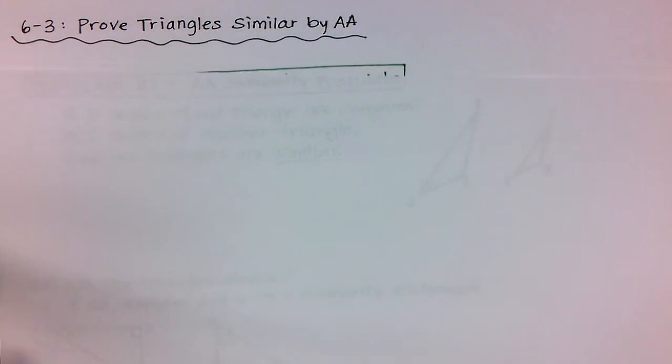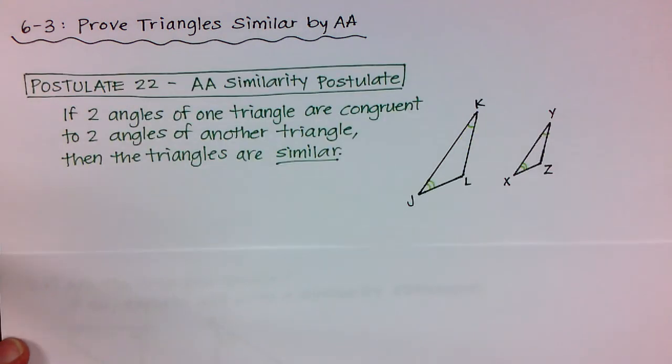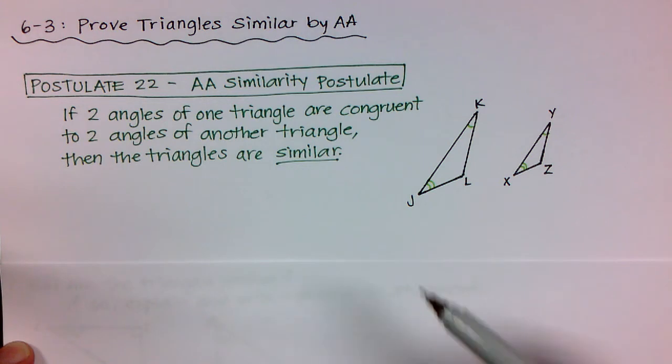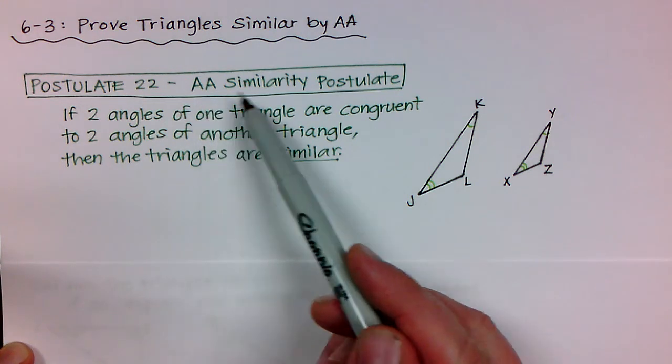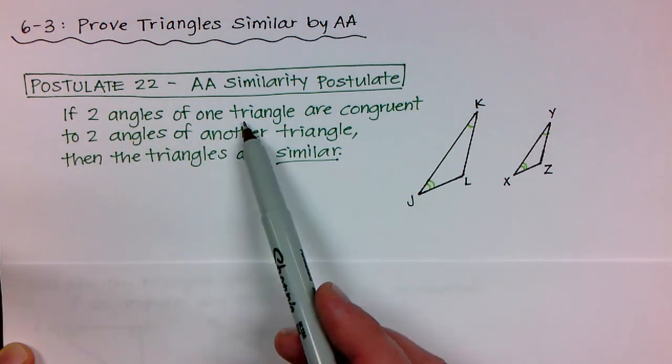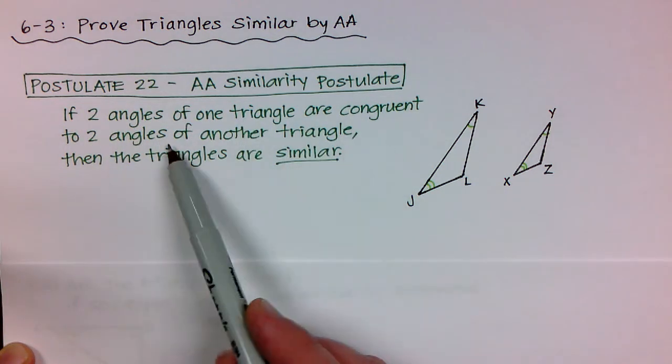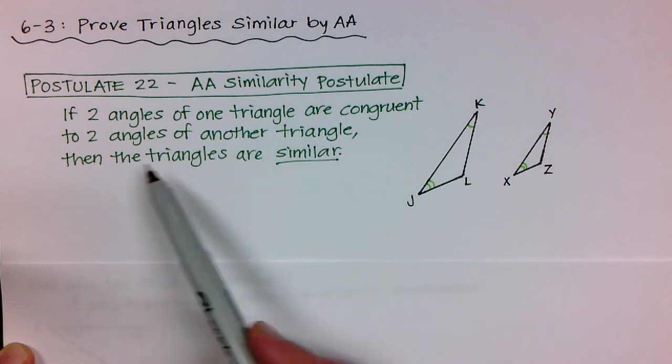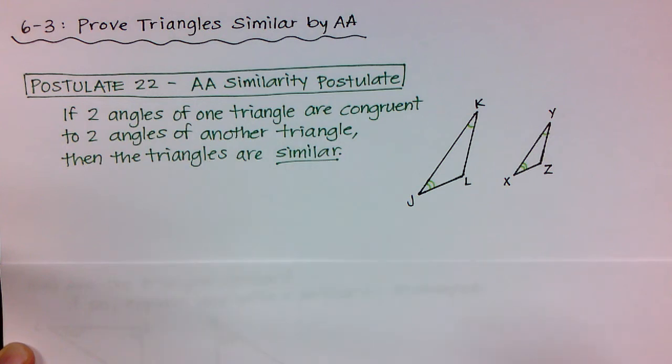So let's start with our first postulate. This is postulate 22. And it's called the AA similarity postulate. And it says if two angles of one triangle are congruent to two angles of another triangle, then the triangles are similar. Pretty basic, right?